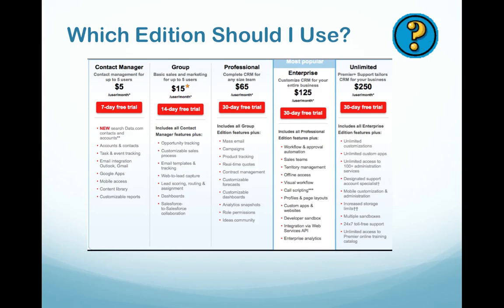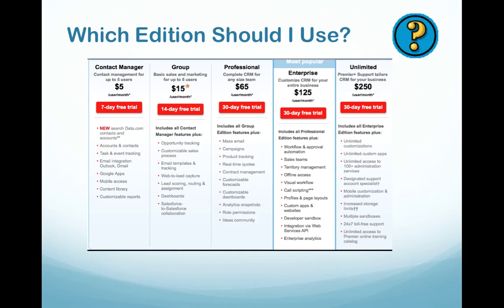In addition to the Enterprise, you also have the ability to build a lot of custom apps. You have the ability to build custom websites. Again, visual workflow, some very cool things in the Enterprise Edition. But those main differences between the Enterprise and Professional, which I think is a big selling point, again, are the ability to create workflow and approval automation, and also the ability to use integration with the API.